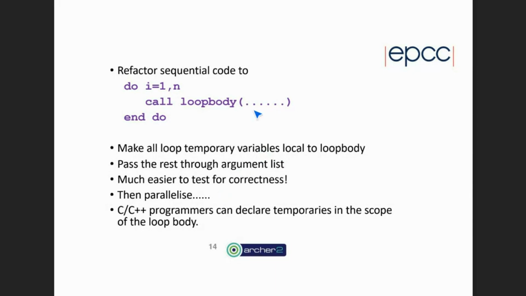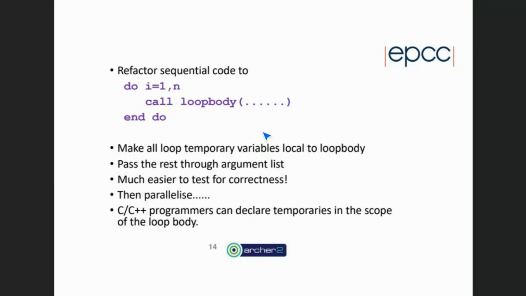And then hopefully the argument list here is a lot shorter than the total number of variables, and you've already had to list them and think about them, and then you can figure out how to parallelize it.